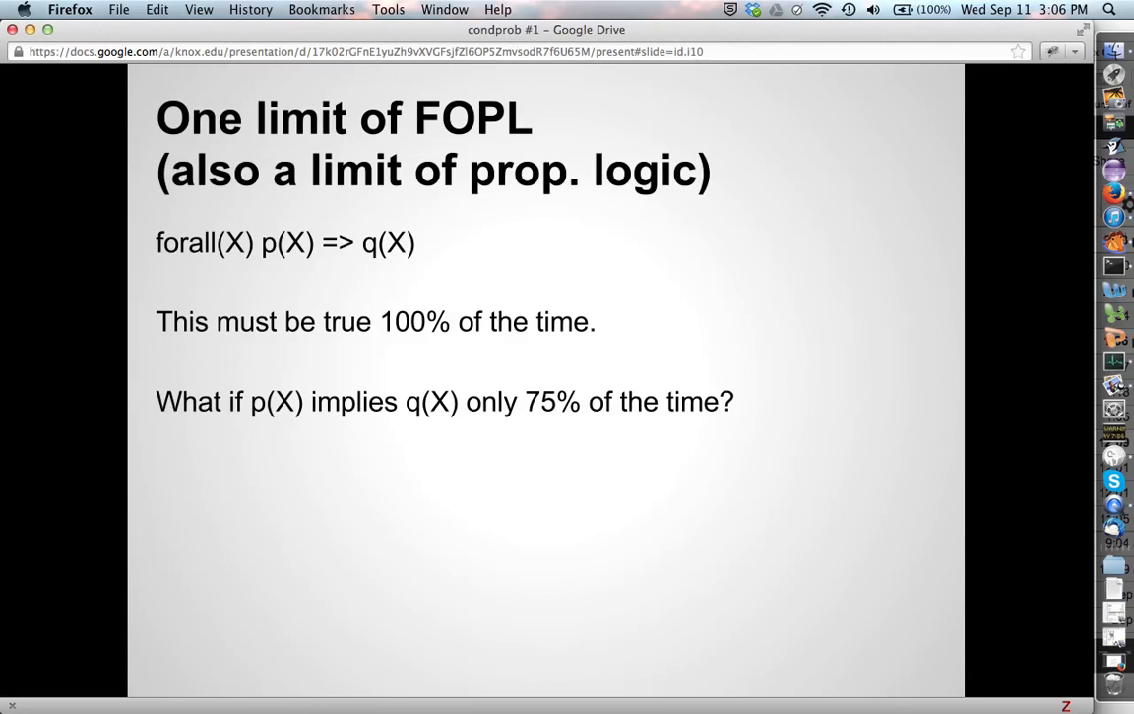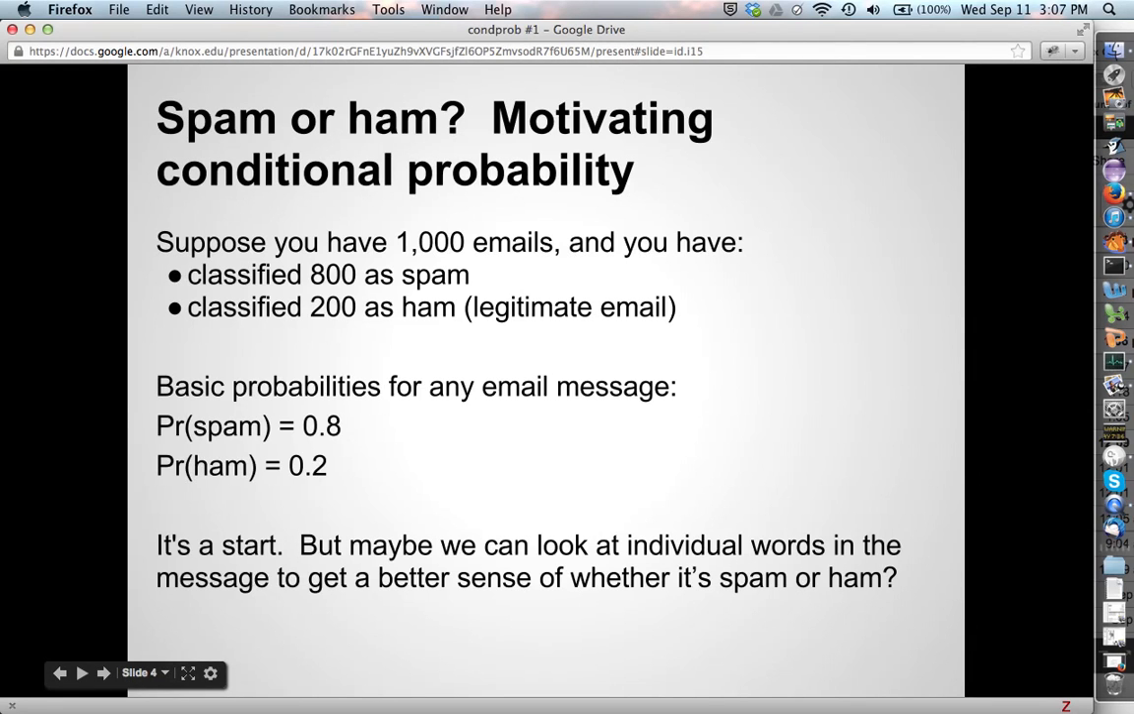One limit that we ran into with first order predicate logic, or FOPL, which is also a limit of propositional logic, is that if you had something like P implies Q, or in first order logic, for all x, P of x implies Q of x, this has to be true 100% of the time. So what do we do if P of x implies Q of x only 75% of the time, or something other than 100% of the time? We don't have great ways to represent that, so this matters because consider the following situation.